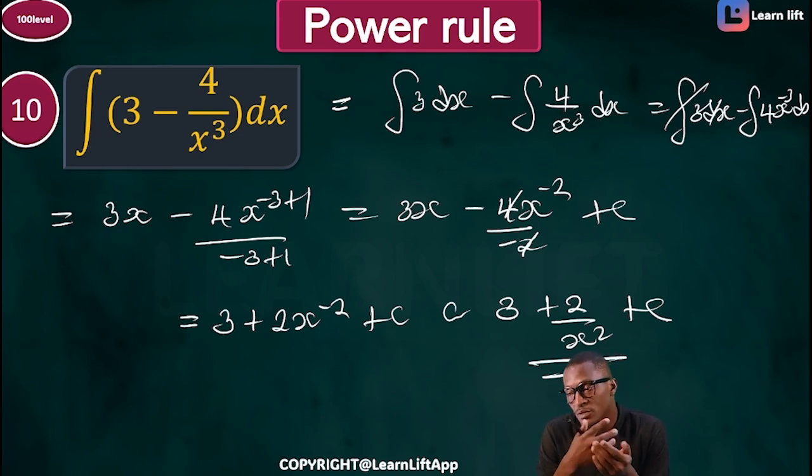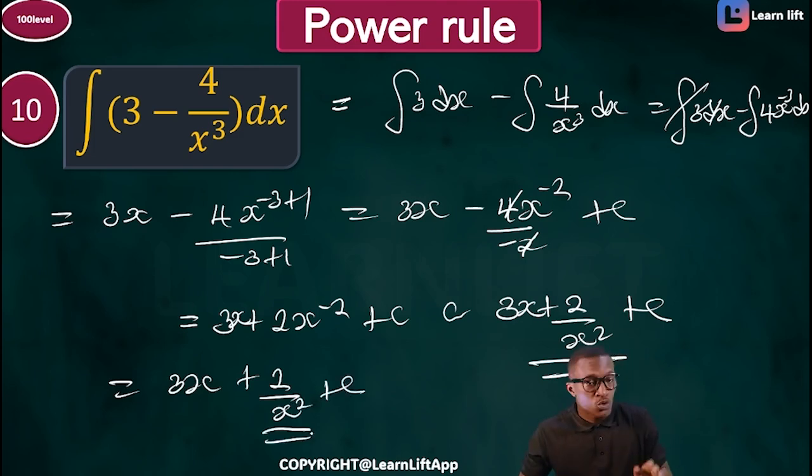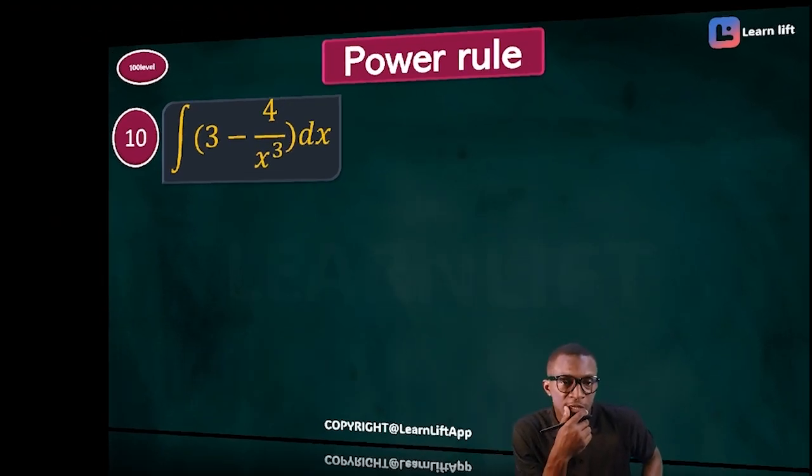4x, that's 4x minus 3, that's 3 plus 2, that becomes 4x squared minus 2 all over minus 2. So 3, okay, don't you see what I'm saying? This is 3x, 3x, 3x. Are you seeing that? So that becomes 3x plus 2 all over x. Always take your time to go through your answer.